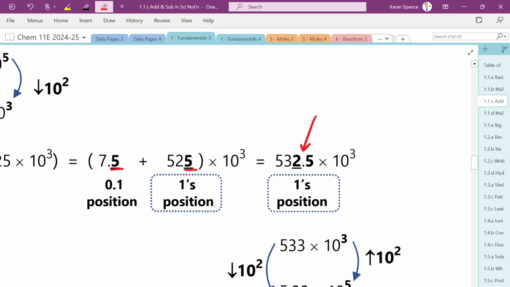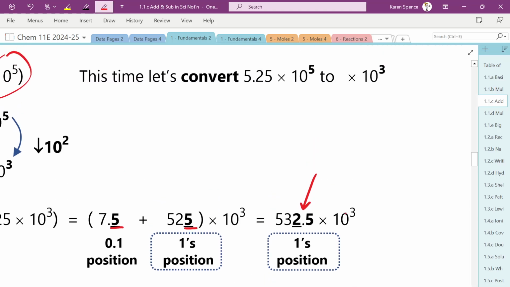Is this number in scientific notation? No. It is absolutely not in scientific notation. What do we have to do to our coefficient in order to put it into scientific notation? Move the decimal to the left. So we have 5.325 times 10 to that. And you're going to tell your partner what you think that power of 10 should be.